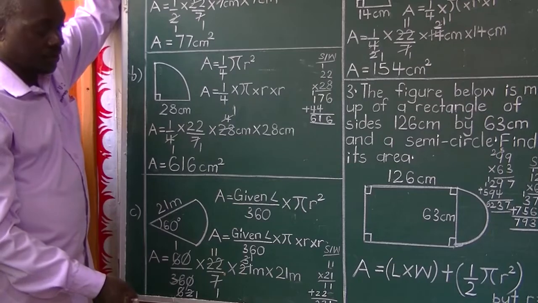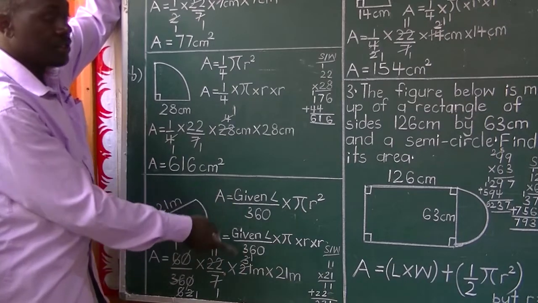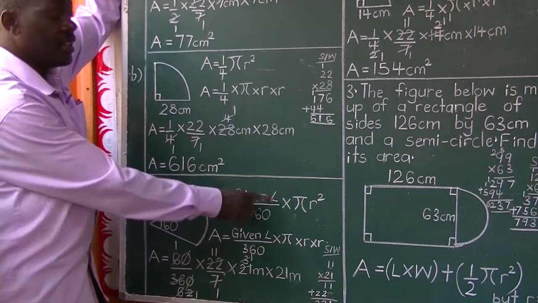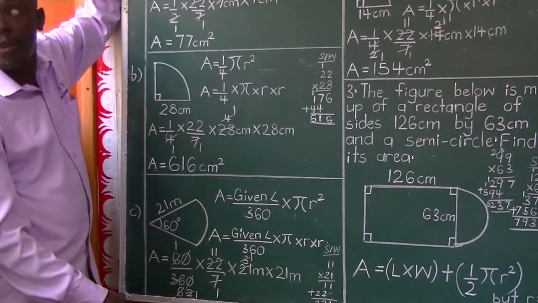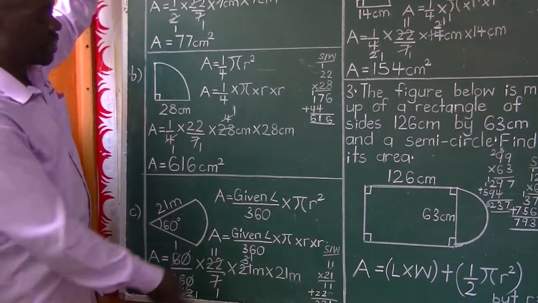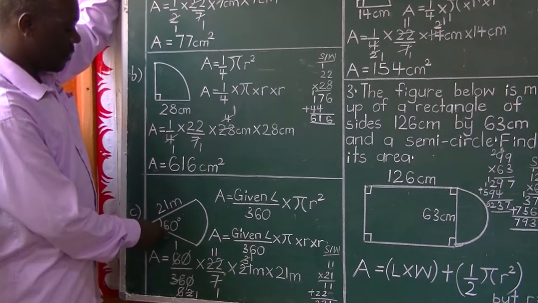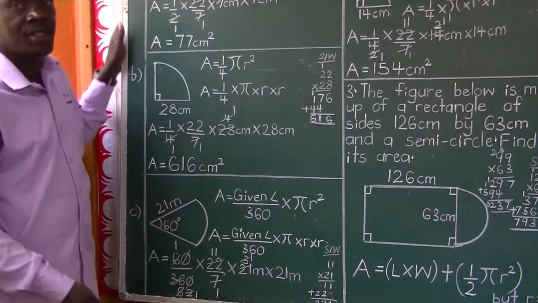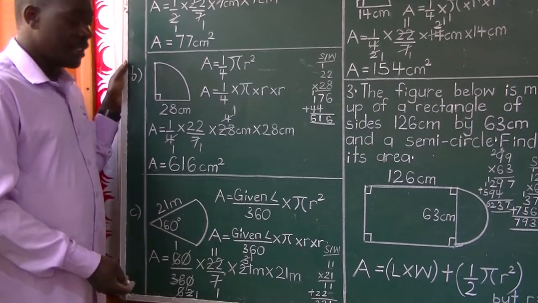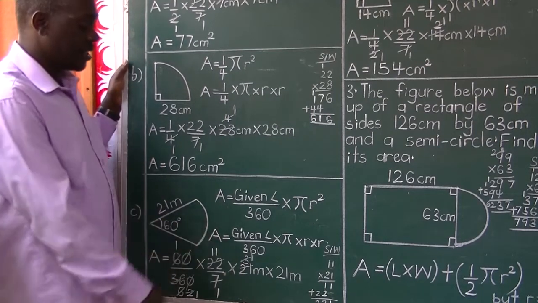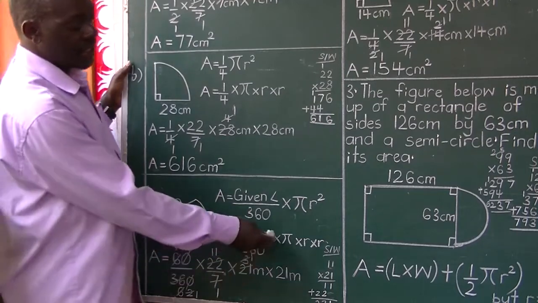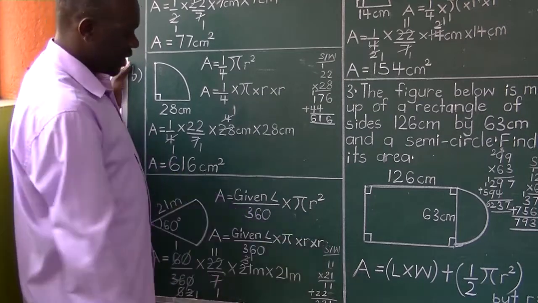When you go to secondary, they'll call the given angle theta. So theta out of 360 times pi r squared. But here, let's use the main word: given angle out of 360 times pi r squared. Why 360? This angle is at the center, and angles at the center add up to 360 degrees. So this will be part of 360. Part means a fraction. So we expand in the next step.